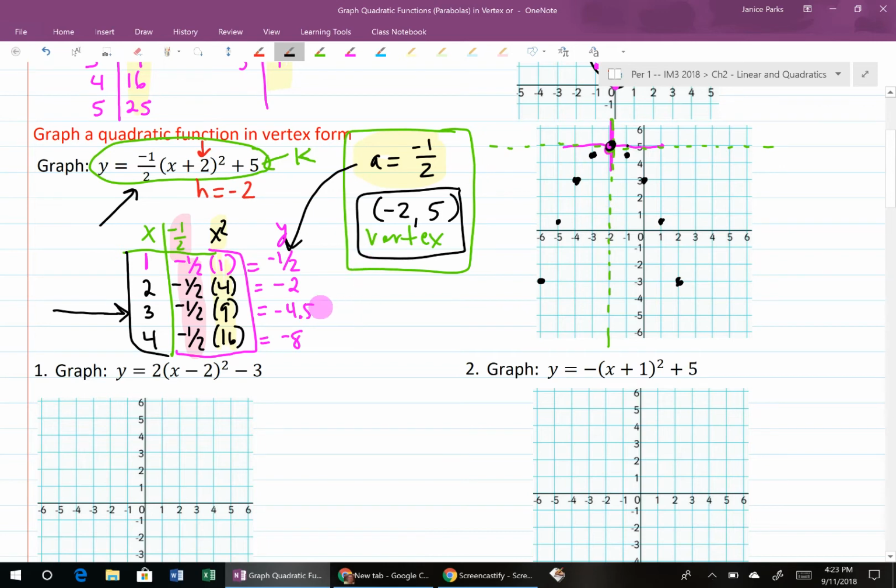If I were going to the next number, 5 squared, 1, 2, 3, 4, 5 is 25. 25 divided by 2 is 12.5. I just don't have room to put that. 9, 10, 11, 12.5 would be down here somewhere. So then we can go ahead and graph that.